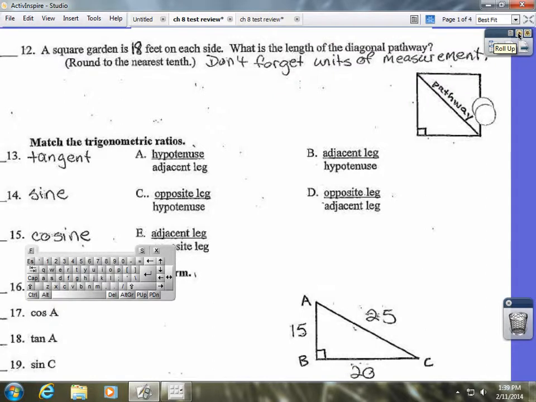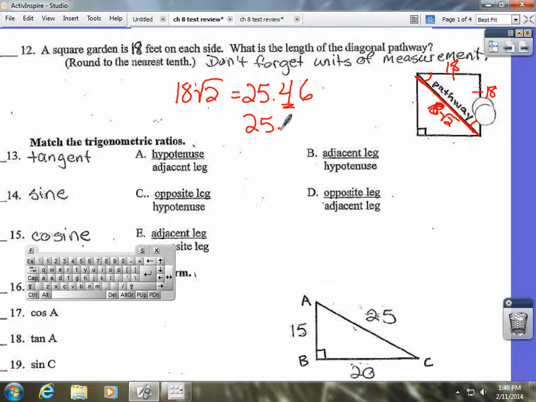Okay, a square garden is 18 feet on each side, so that means this is 18, and this is 18. These two sides are equal, so this is a 45, 45, 90 triangle, which means if you want this diagonal pathway right here, you just take the length of the side and multiply it. That should be an 18. Multiply it by the square root of 2. So we have 18 times the square root of 2. And when you plug that into your calculator, 18 times the square root of 2, you get 25.46. It says round to the nearest tenth, so that's 25.5.